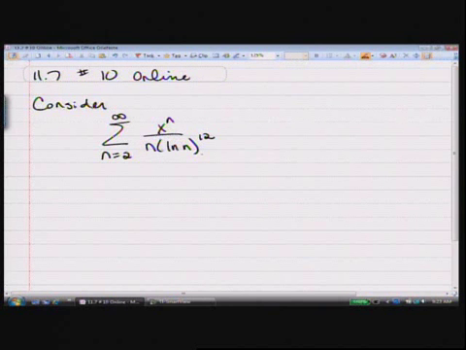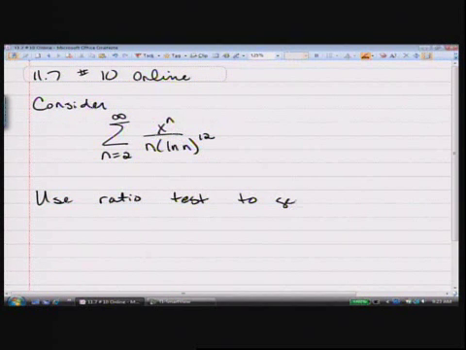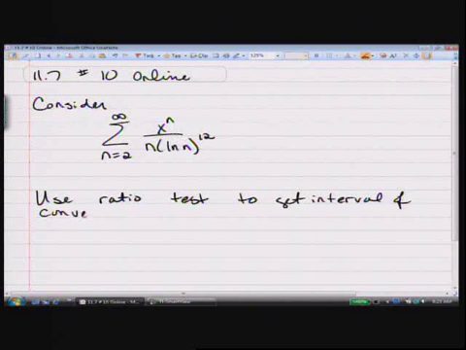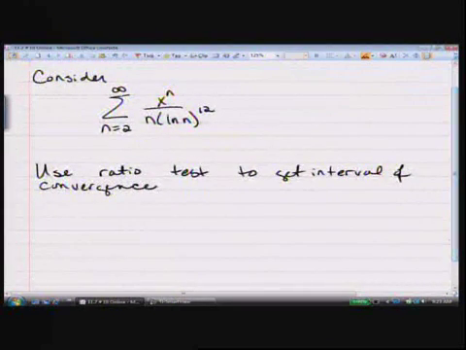We should probably use, the first thing we want to do is use, you can either use the ratio or the root test to work these problems. What we want to do is look at the ratio test to get the interval of convergence. And remember that if the ratio test is less than 1, then the series will converge, right? So we want to find values for x where it's less than 1.